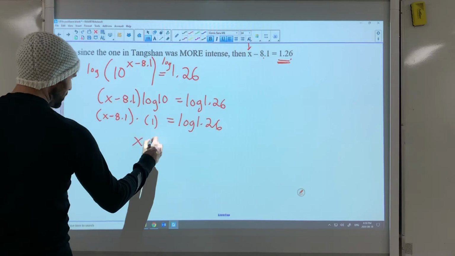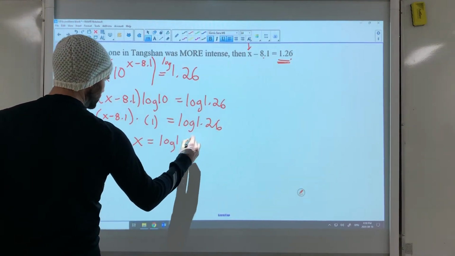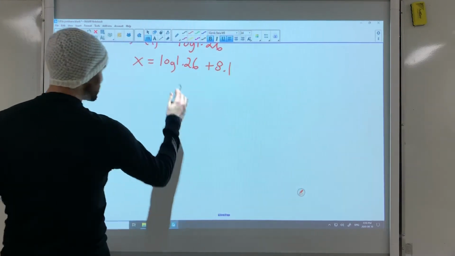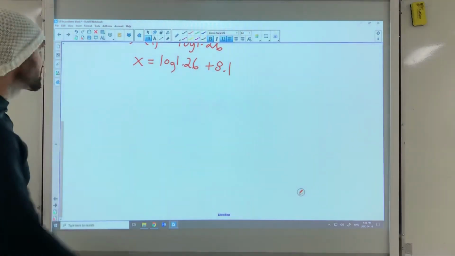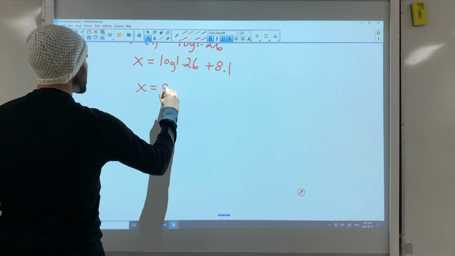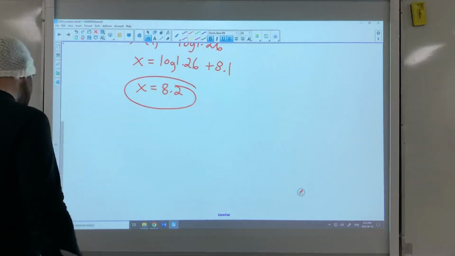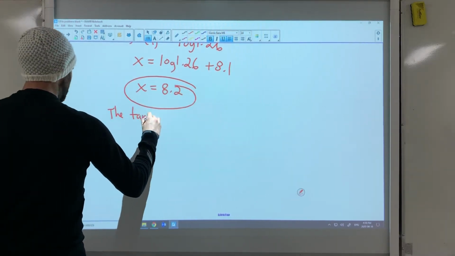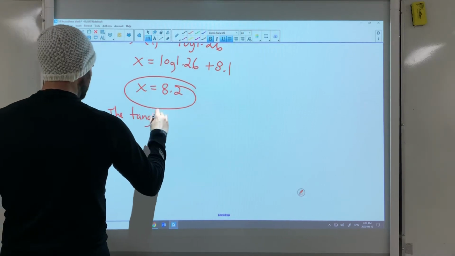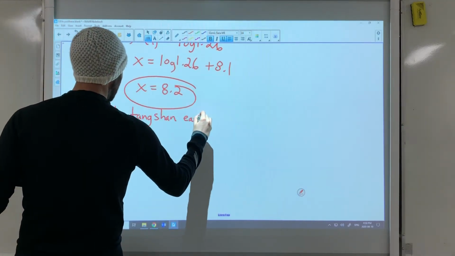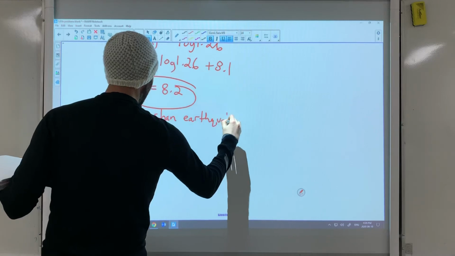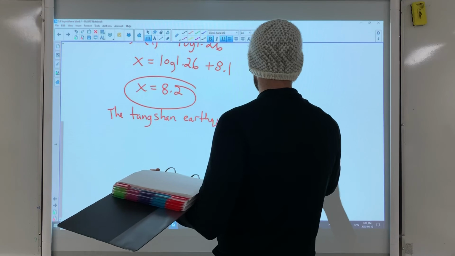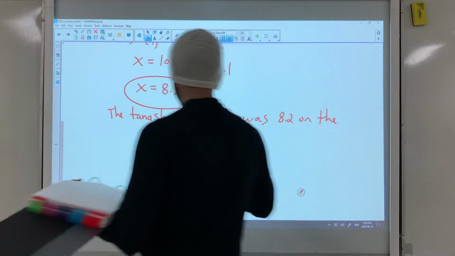You're going to add 8.1 to both sides. So you're going to have x is equal to what? Log 1.26 plus 8.1. Now when you type this one in on your calculator, you're going to get 0.1. So you get that x is 8.2. There it is. So what does that mean? It means, and again, I'm probably saying this wrong, the Tangshan earthquake was 8.2 on the Richter scale.